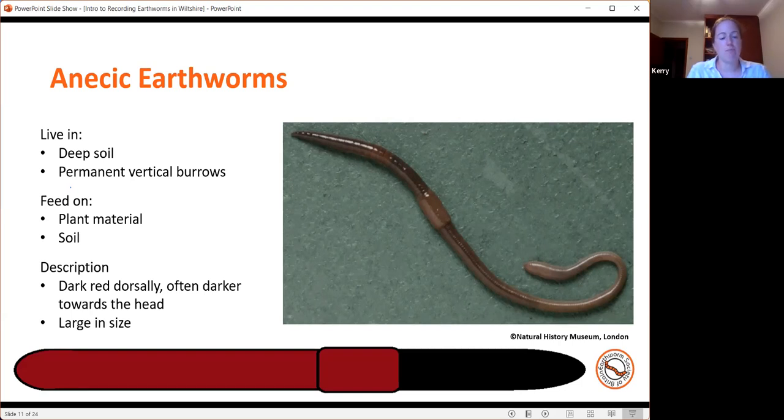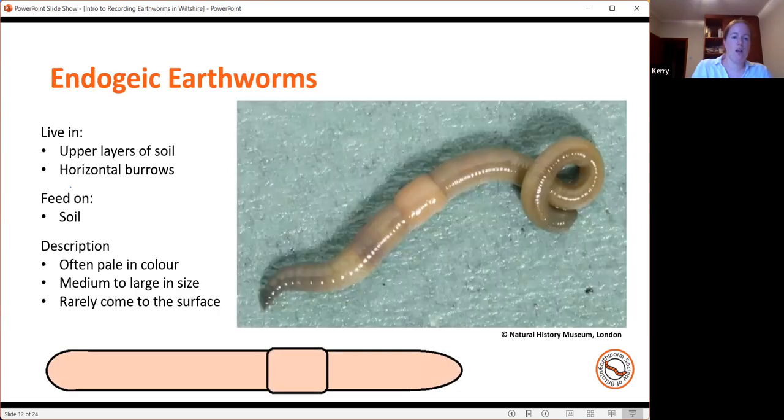And these worms are the largest ones that we have in Britain, and they tend to be quite dark, particularly at the head end. So there's one species whose common name is the black-headed worm, but they're always quite dark, particularly at the head. The second group are the Endogeics.